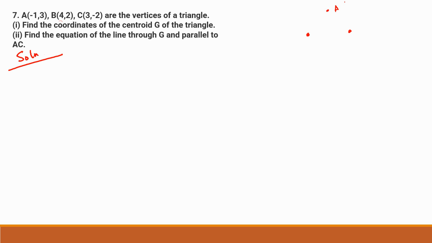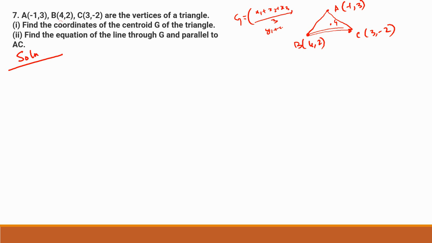So you see, the three coordinates given are A minus 1, 3, B 4 comma 2, C 3 comma minus 2. If three coordinates of a triangle are given, what will be the centroid G? The centroid G is x1 plus x2 plus x3 by 3, comma y1 plus y2 plus y3 by 3. Right? Hope you guys remember this formula from the section formula. I wrote this in the section formula revision.